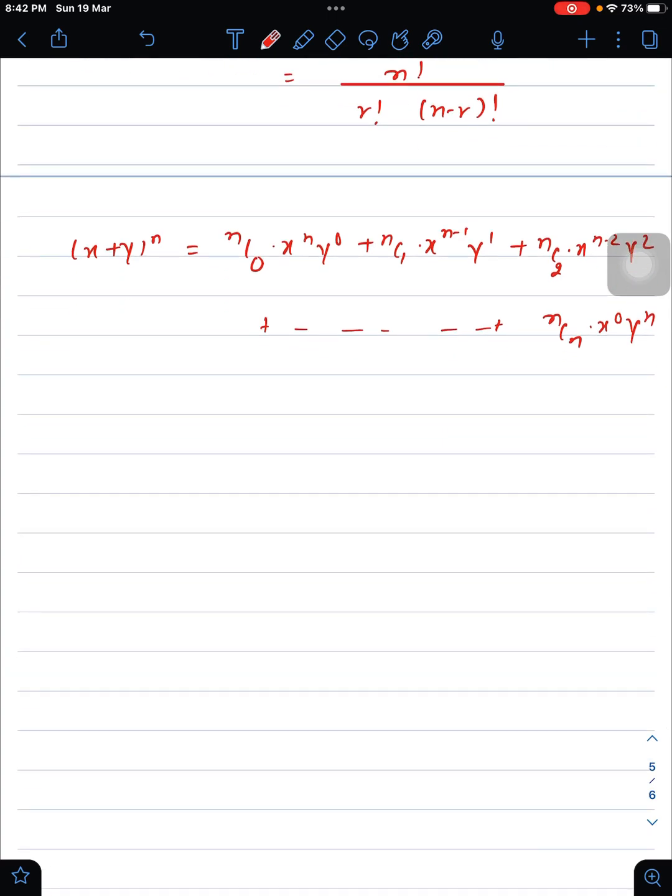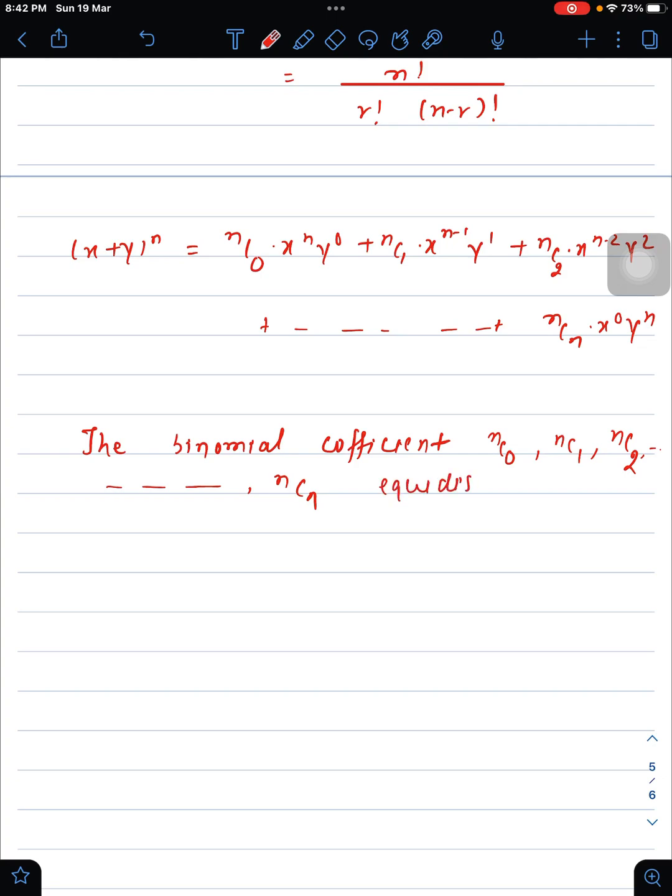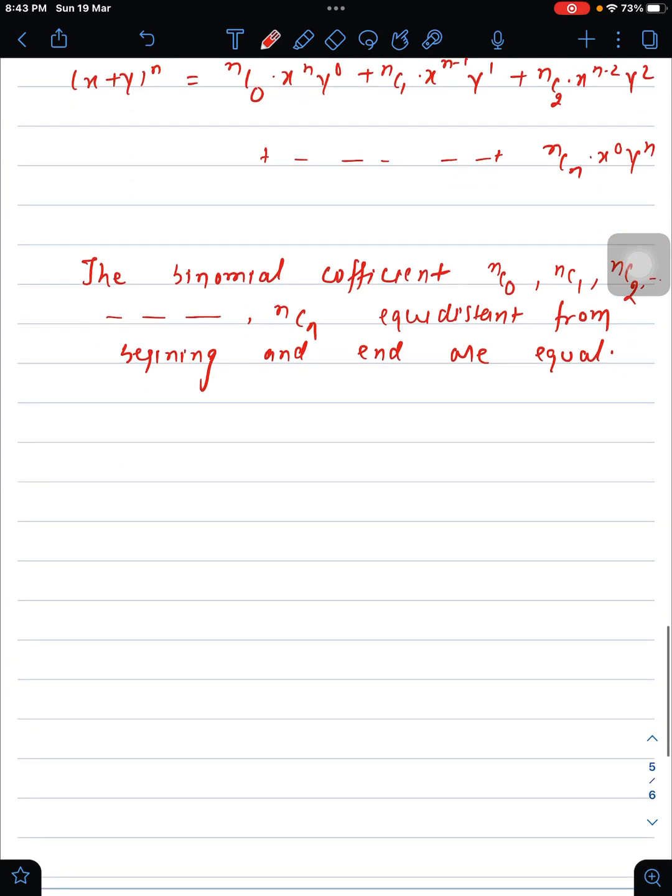Okay, so what is the property telling, beta? Look what the property is telling. The binomial coefficients nC0, nC1, nC2, ... nCn, equidistant from beginning and end, are equal. You must be saying that, sir, I'm not able to understand. Please explain it, or please, sir, elaborate it. Okay, beta, let me elaborate it for you.